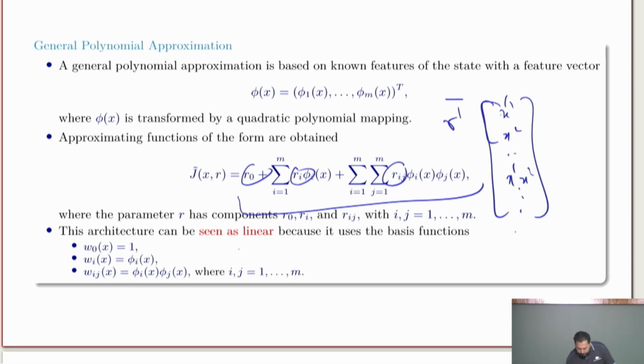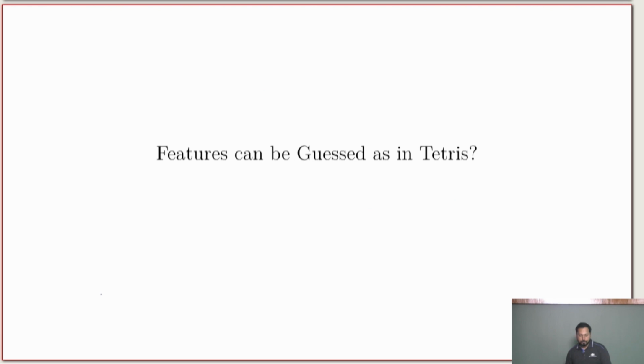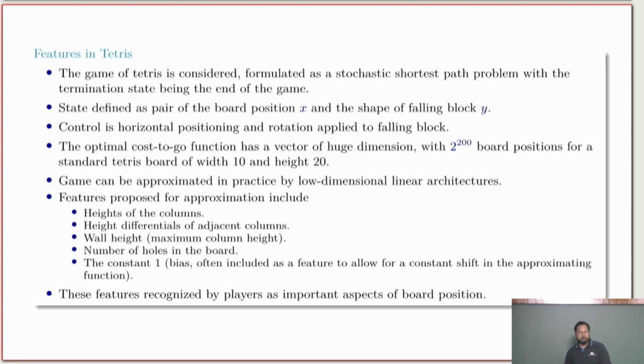Okay, and so this is seen as linear because it uses these as a basis that I just explained. So features can be guessed in the Tetris game. If you see the original papers of the Tetris game, these were the features considered. So they considered the heights. These are handcrafted features. Okay, this is not by any neural network or something, right?